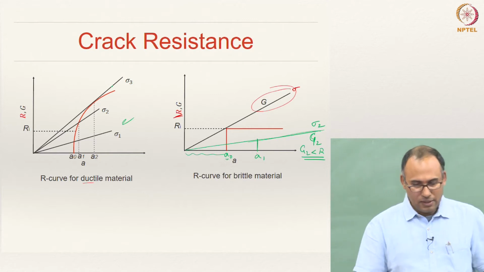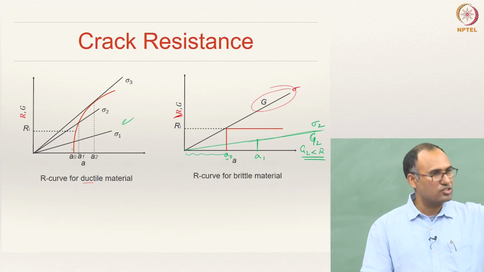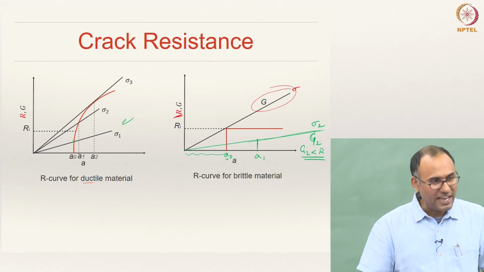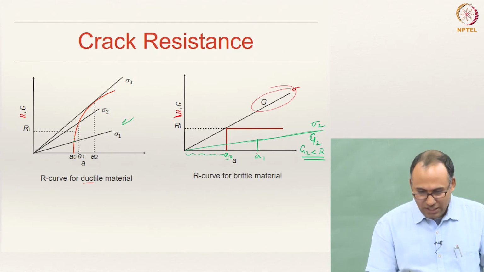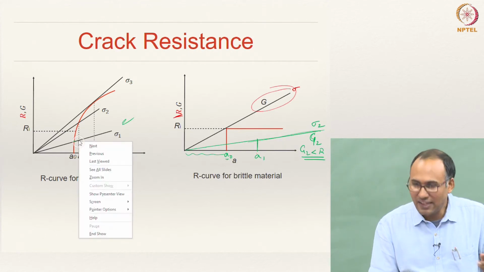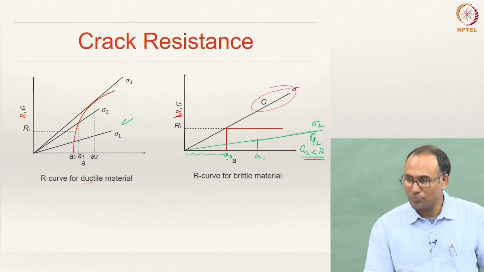Now you see, if you are applying a load sigma 1, up to A naught of course there is no crack growth at all. At A naught, this is when the crack actually starts growing. But as soon as you cross this point, immediately the resistance is more than G. And hence the crack will be there at A1 and then it will not grow.